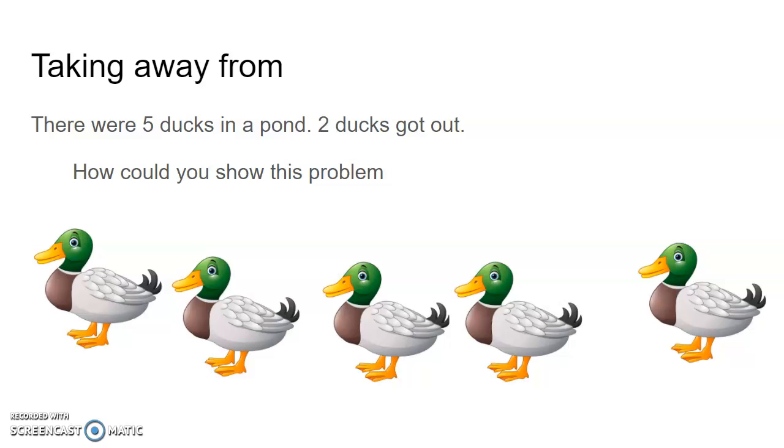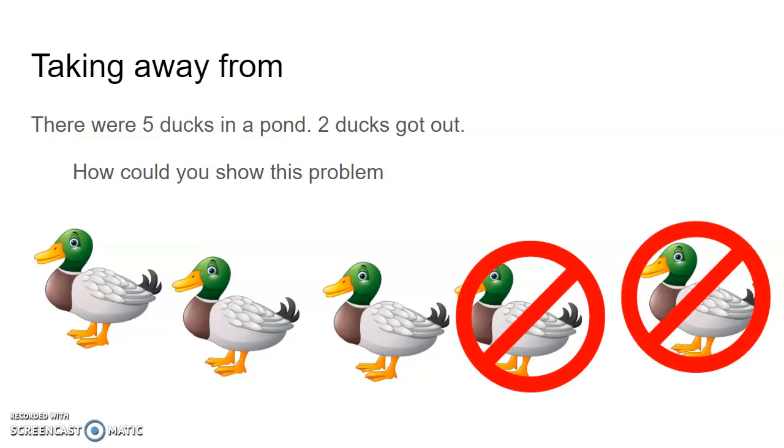Here's another one. There were 5 ducks in a pond. 2 ducks got out. How could we show this? That's right. We could cross off again. We could put them on our 5 frame. We could put them on our part whole mat. Our whole number would be 5. One of our parts would be 2. That's right. There would be 3 ducks left.